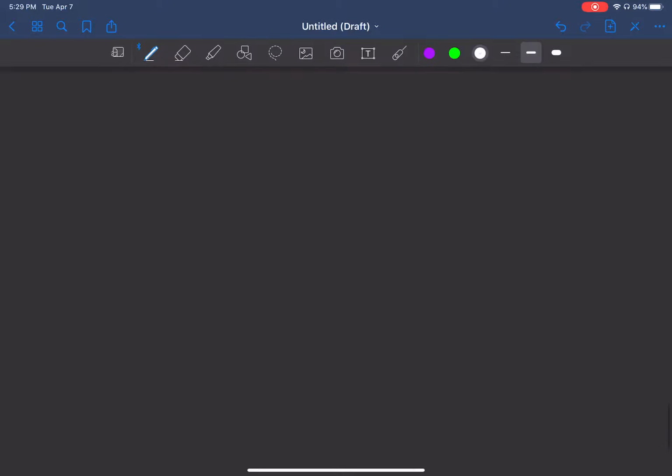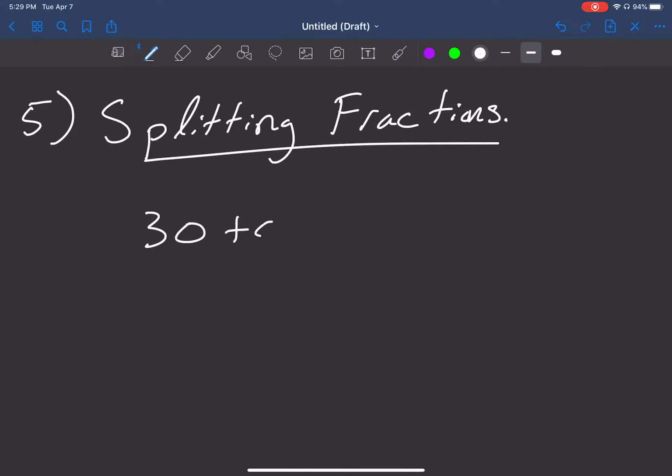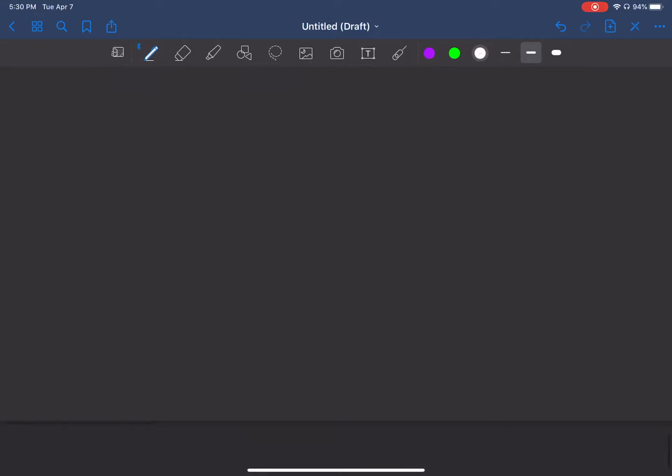So, the last technique we're going to learn is really simple, and it's good because we're ending on a simple one, right? It's just splitting fractions. This actually comes in handy a lot, especially when you need to simplify stuff. So let's say we have something like 30 plus c over 6, right? What does this break up into? Well, we'll get back to this problem. Let's learn how to split fractions first, right?